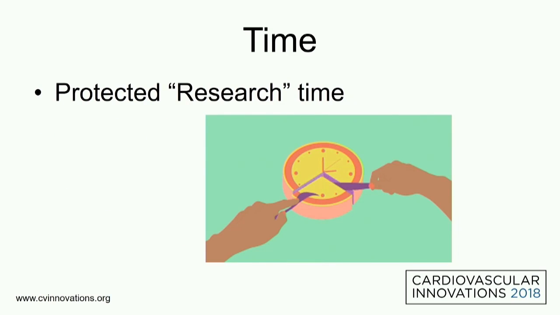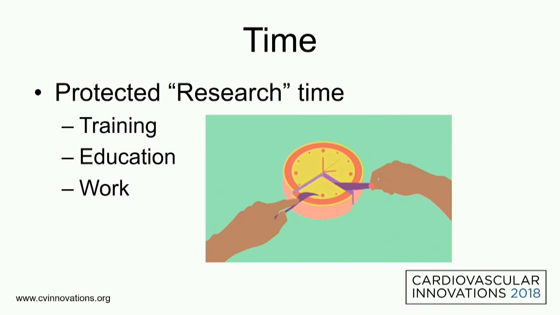The last thing you need is you're definitely going to need time. You're going to need protected research time. Why? You're going to need training. You're going to need to learn how to do things. You're going to need education. Most likely, if you don't know, I'm not saying you have to learn how to do your own stats, but you might want to take a class so you can communicate with your statistician so that they do exactly what you want them to do. And you're going to need time to work. All I can say is IRBs and protocols do not write themselves.